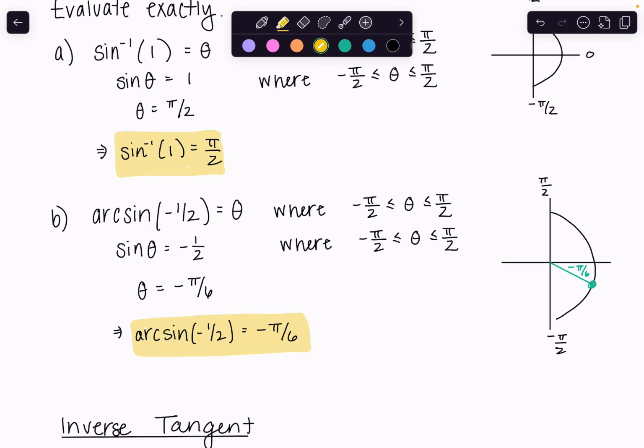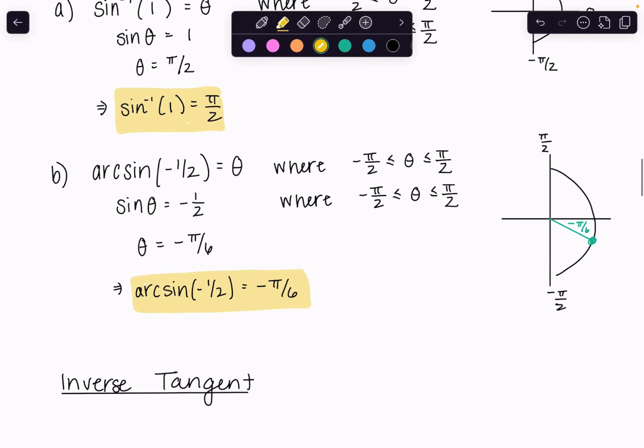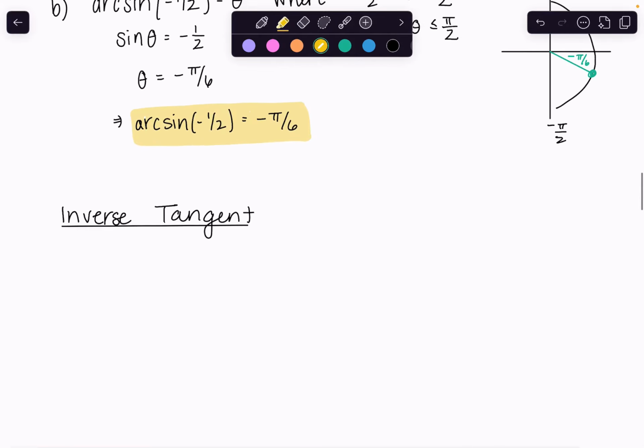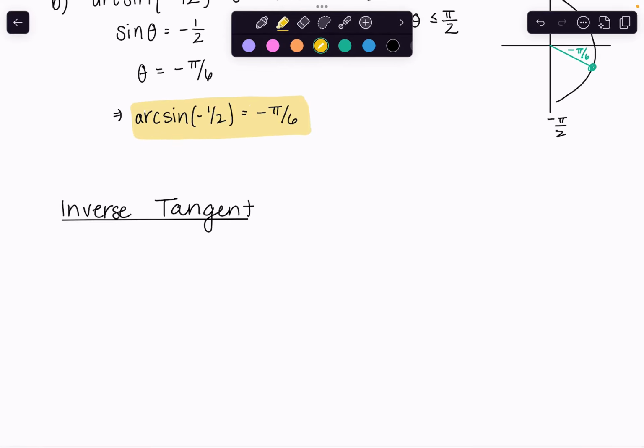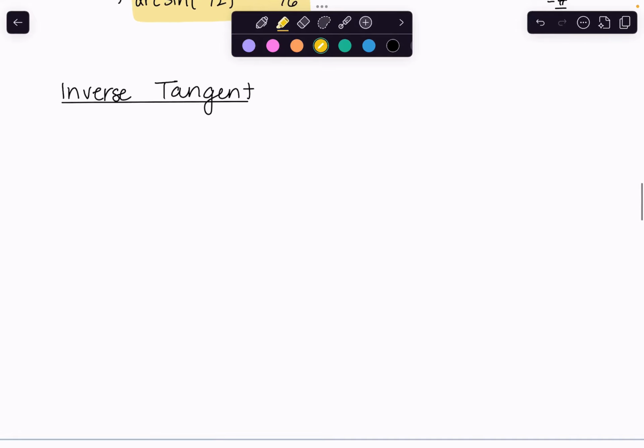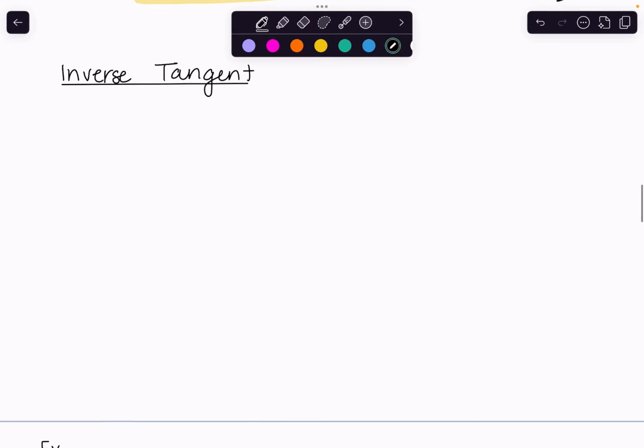So let's look at the inverse tangent function, and then I'll do some identities that result from this, and we'll do a bunch more examples from there. The inverse tangent function is honestly one of my favorite functions. It's really, really nice. So if you think about the graph of your tangent function, you do have vertical asymptotes.